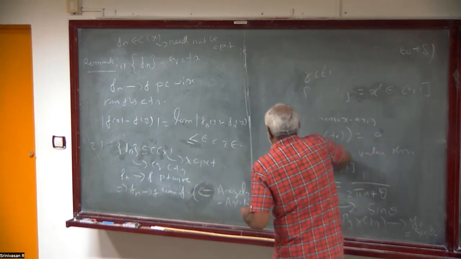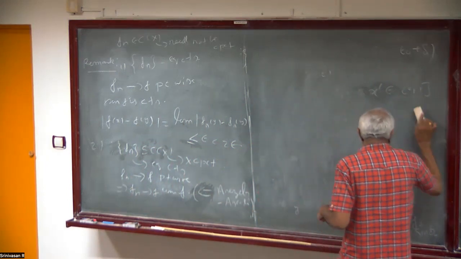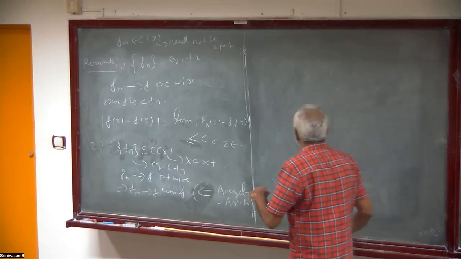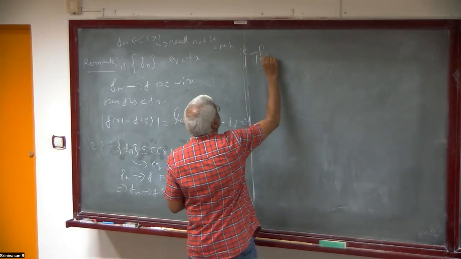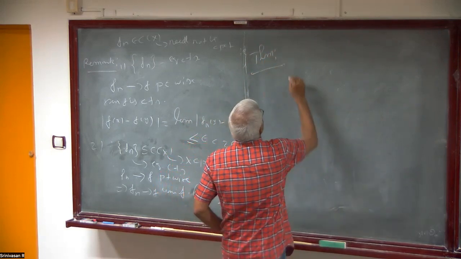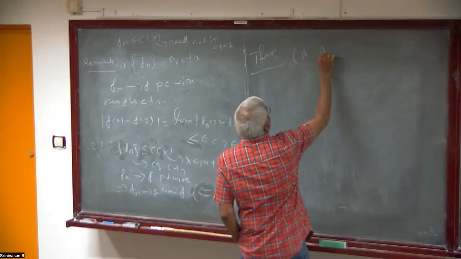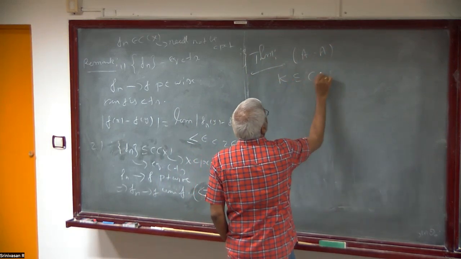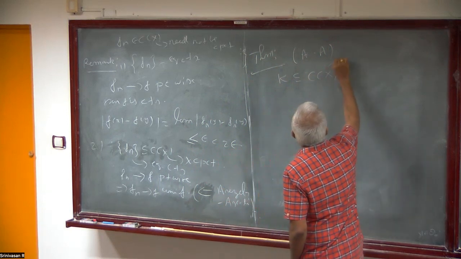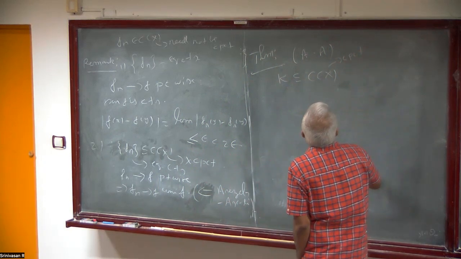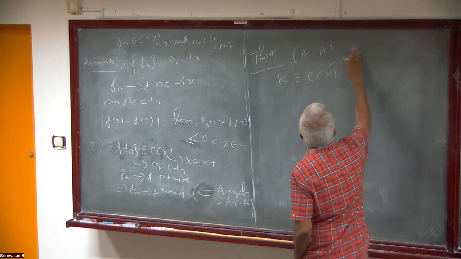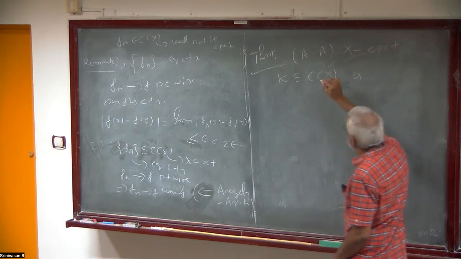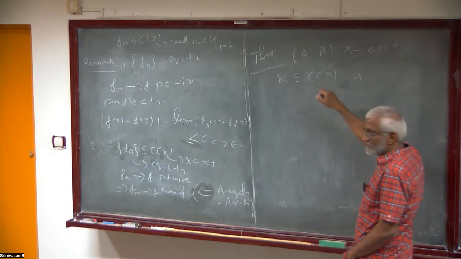So why is this true? We will see. It will follow immediately from this Arzela-Ascoli theorem. So here is the theorem, Arzela-Ascoli. You have a K which is a subset of C(X), where X is compact. K is a subset of this function space.